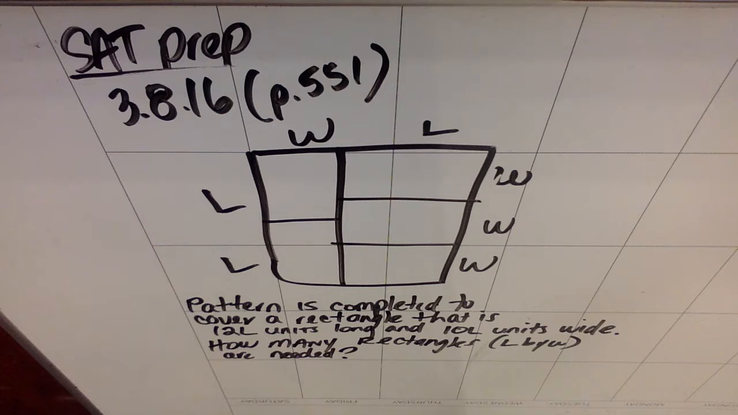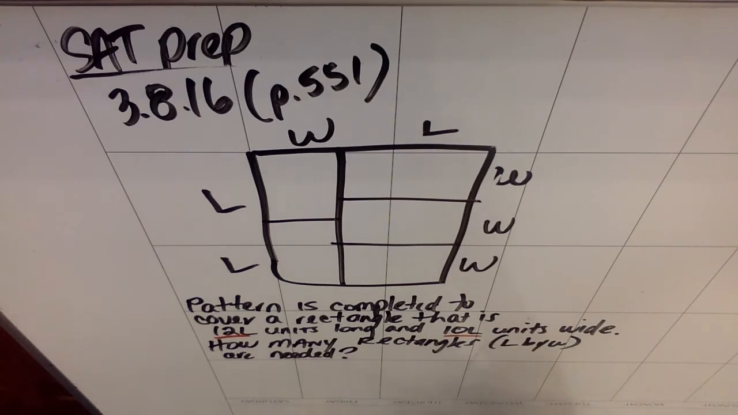So the trick is that we were given these measurements in L's, right? 12 L's and 10 L's. So what we're going to need to do is recognize a couple things. We're going to have to recognize how we convert these W's to L's.